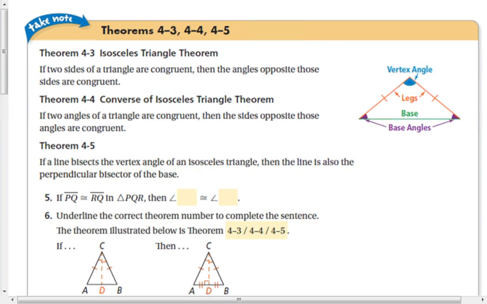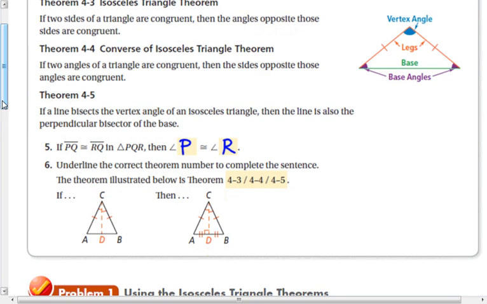Theorem 4.5, if the line bisects the vertex angle of an isosceles triangle, then the line is also the perpendicular bisector of the base. So number 5, if PQ is congruent to RQ in triangle PQR, then angle P is congruent to angle R. And then number 6, underline the correct theorem number. Because these angles are the same right there, that's a perpendicular bisector, so bisecting means that these two lengths are the same, and that would be theorem 4.5.